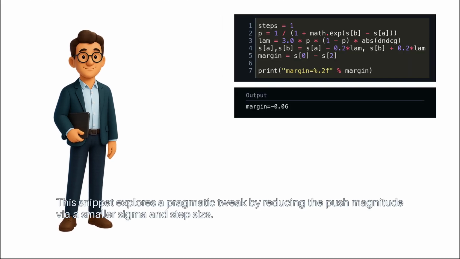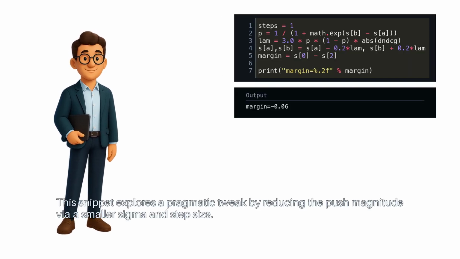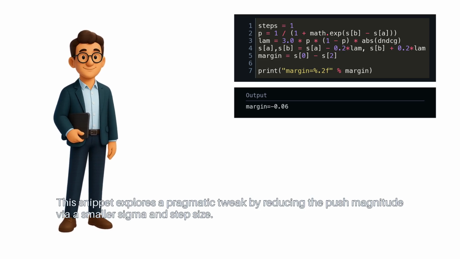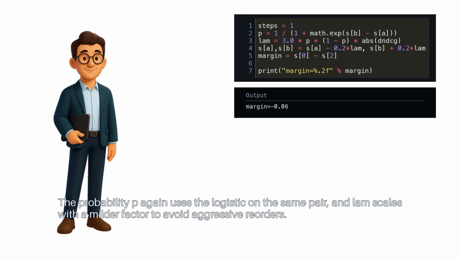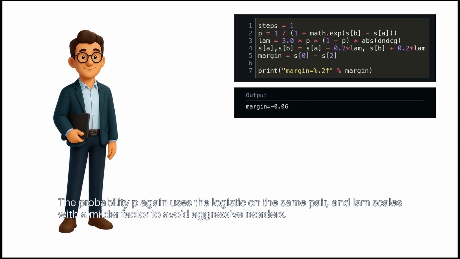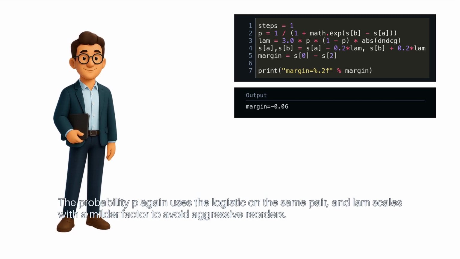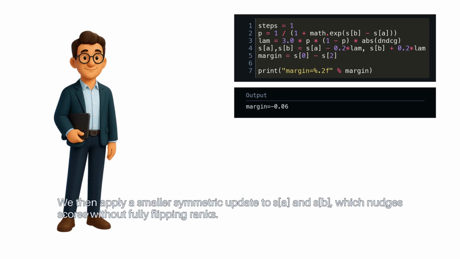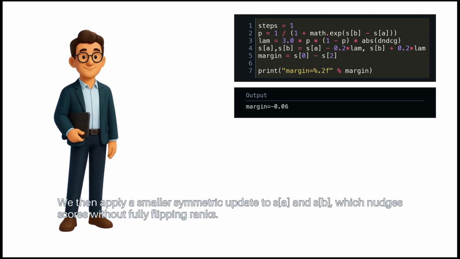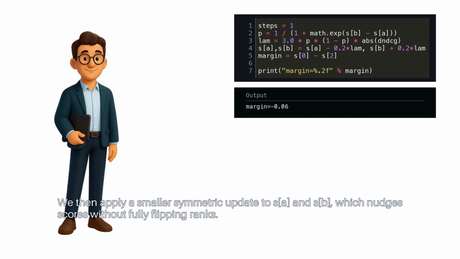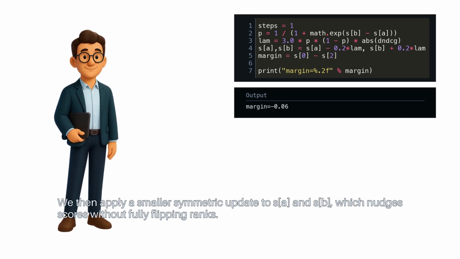This snippet explores a pragmatic tweak by reducing the push magnitude via a smaller sigma and step size. The probability P again uses the logistic on the same pair, and lambda scales with a milder factor to avoid aggressive reorders. We then apply a smaller symmetric update to SA and SB, which nudges scores without fully flipping ranks.